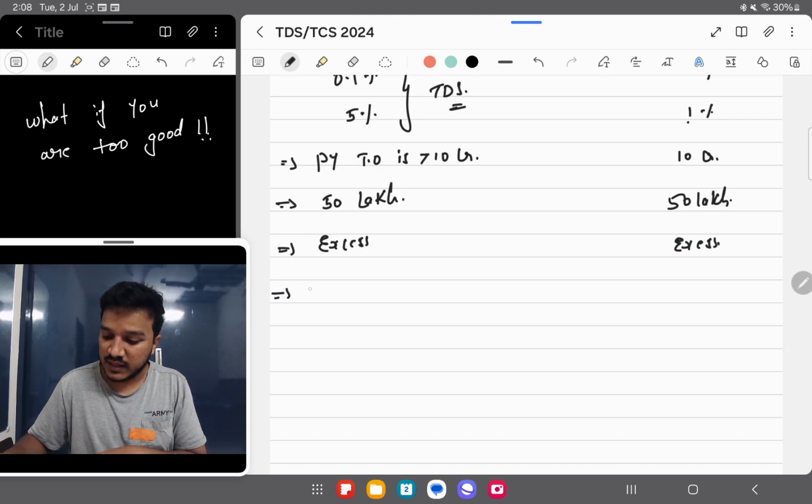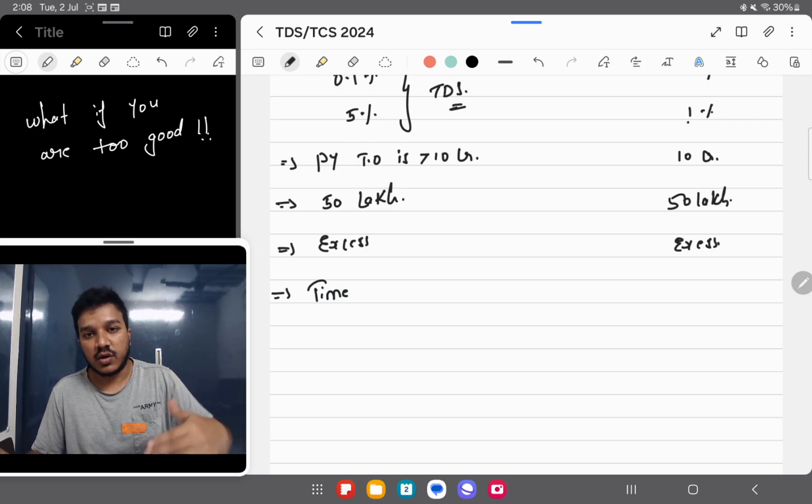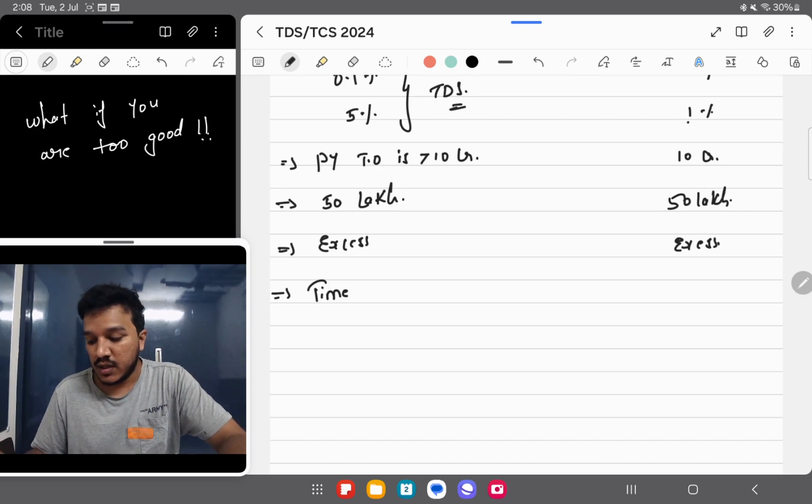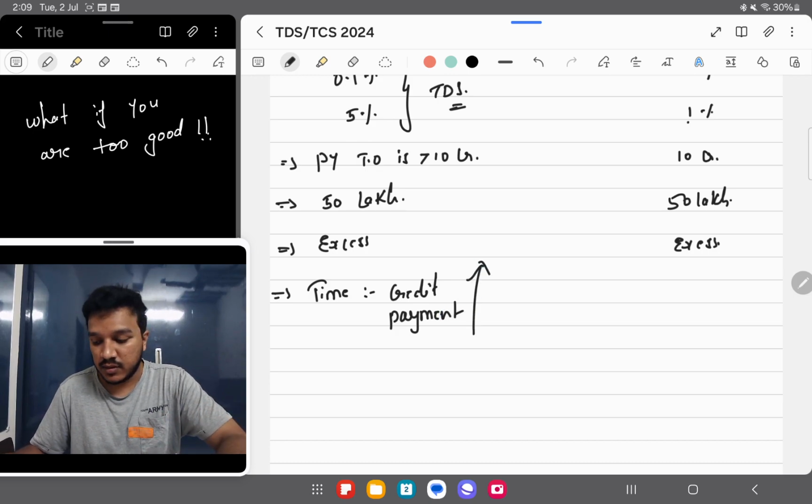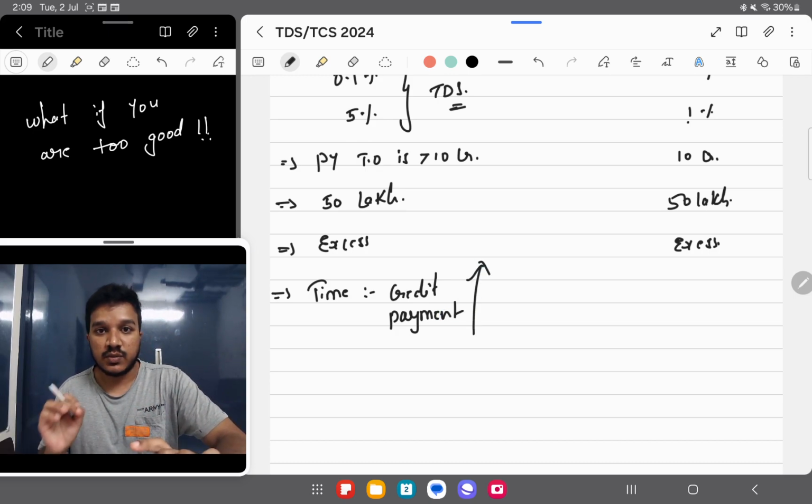Now comes the time: at what time TDS has to be deducted and at what time TCS has to be collected. In case of TDS, it is when the supplier's account is credited in the books of accounts or when payment is made, whichever is earlier. But in case of TCS, it is very specific.